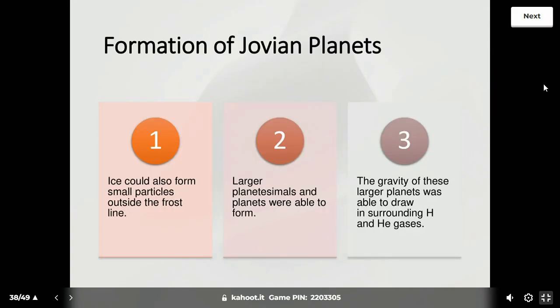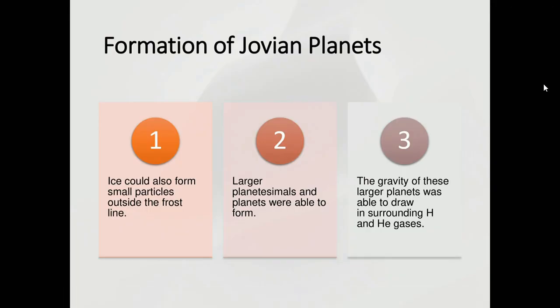Outside of the frost line, you're going to have ices that can be the building blocks rather than having rock and metals. And also, these planets are far enough away from the sun that there's a lot of gas that they're able to use to build themselves out of, basically. If you have enough gravitational pull, you can start bringing in the hydrogen and helium gas around you rather than it going towards the sun.